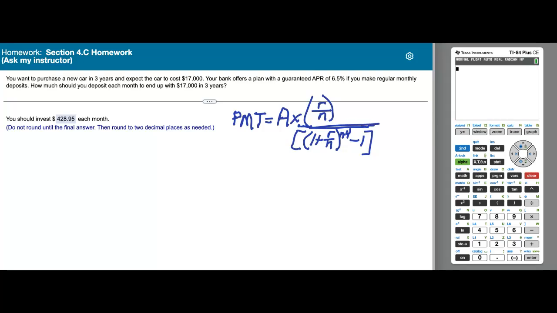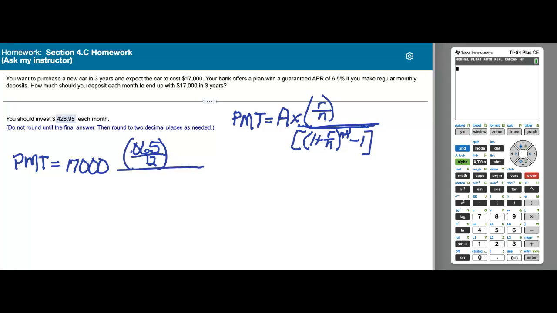Okay, so we're going to just plug in the numbers that we know. So the payment is going to be our amount that we're trying to get to, which is $17,000. That's what we want to save. And our numerator is the annual percentage rate, which was 0.065. Be sure to change that to a decimal. Divided by the number of times compounded in a year, which in this case was monthly payments, so that's 12. All that's our numerator.